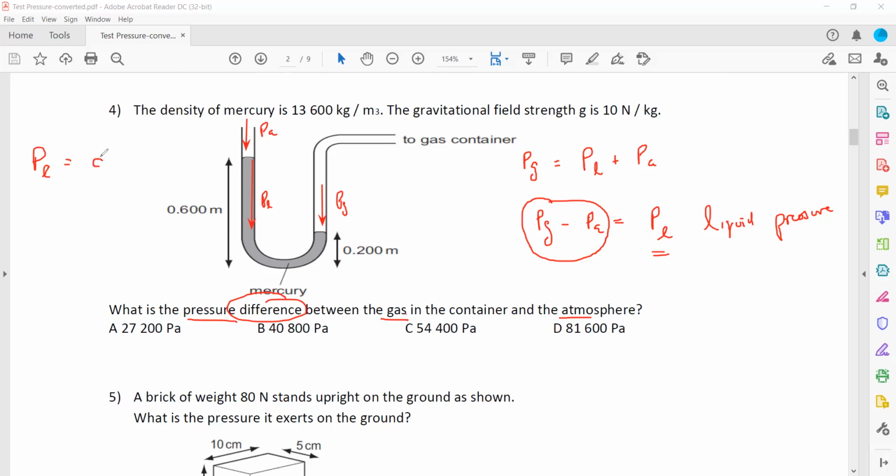Liquid pressure is the density of the liquid multiplied by gravity multiplied by depth. For the density of the liquid in this example, we are using mercury, so its density is 13,600. So 13,600 multiplied by gravity, 10. But what about the height? Whenever you are taking a height, you always take the difference in the level. So what is the difference in the level?